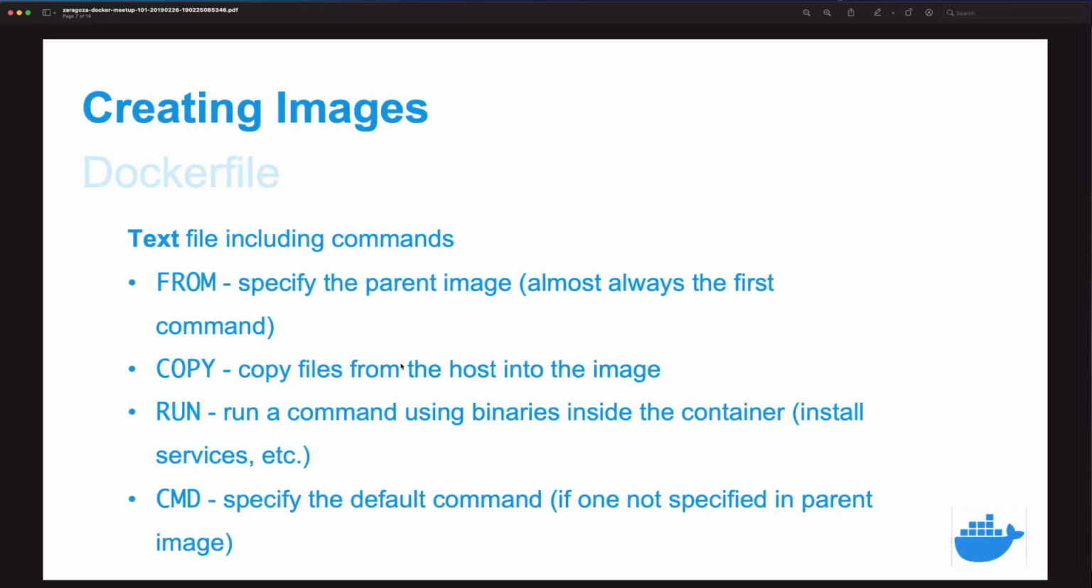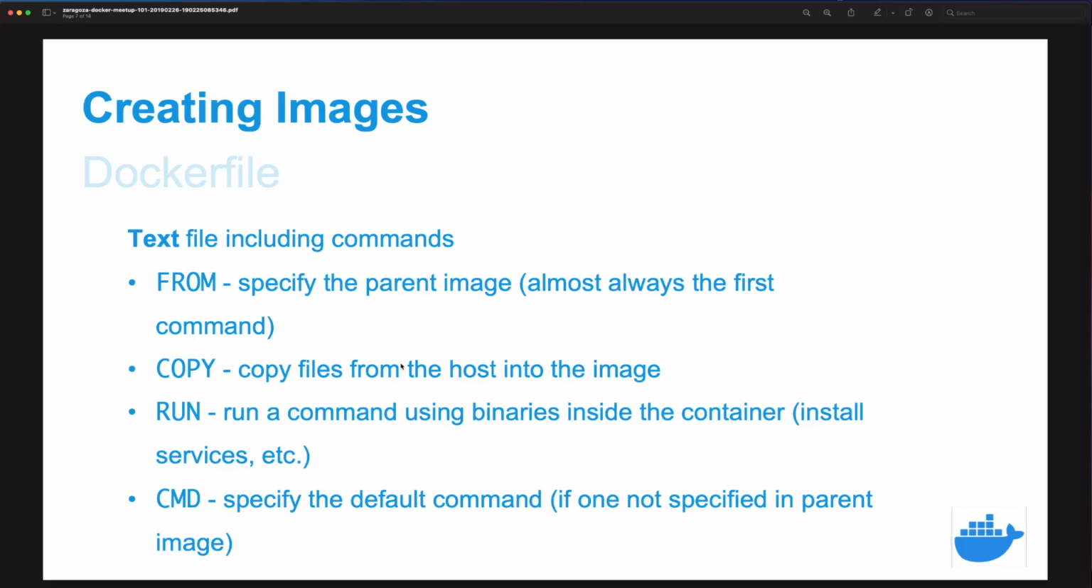When you want to create an image, you have a special file name that is Dockerfile. This Dockerfile is a text file that includes a lot of commands, but mainly the first instruction is a FROM that is specifying the parent image you want to use. So you are starting from something, for example, from an Ubuntu Docker image, and you are adding your configuration or your software. So you can copy files from your host to the image. You can run some commands inside the container, and you need to specify the default command.